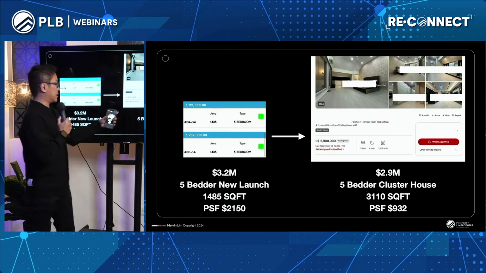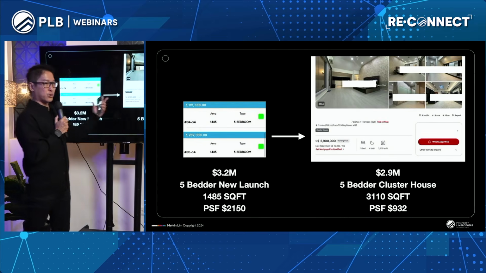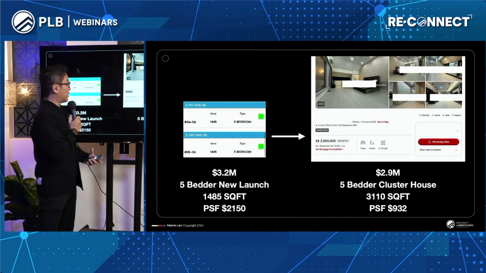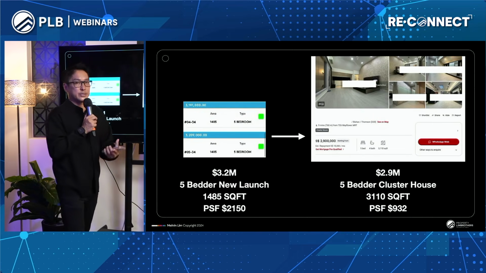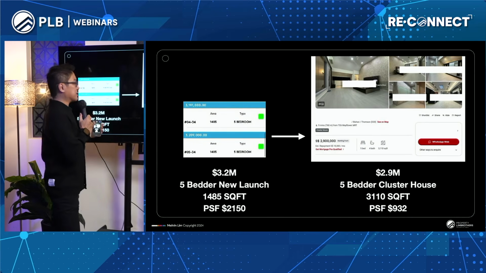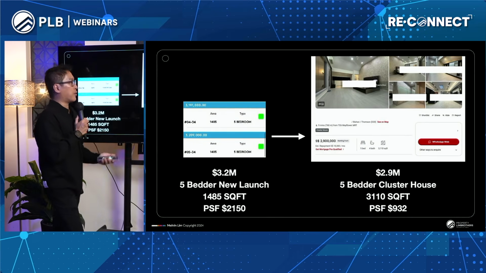But if you go into this 5-bedder cluster house, you have more space, which is over 3,100 square feet. This listing is on PropertyGuru, so you can do a search and see there's actually a price disparity in terms of the different types of property over here.